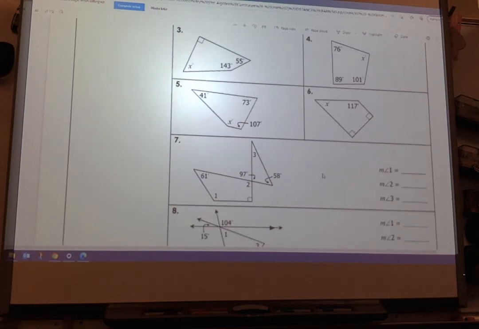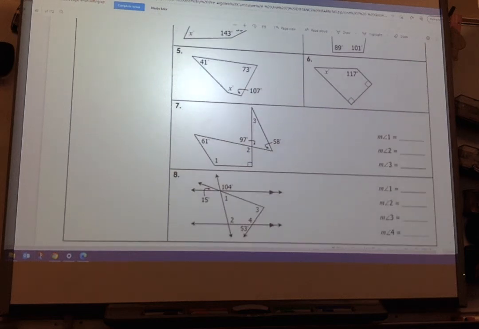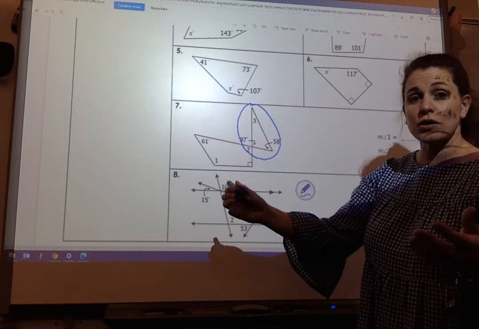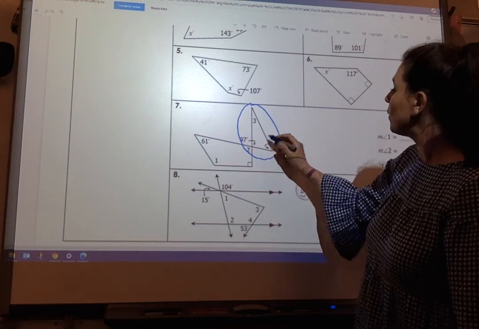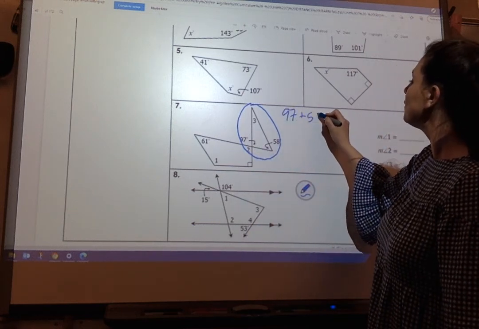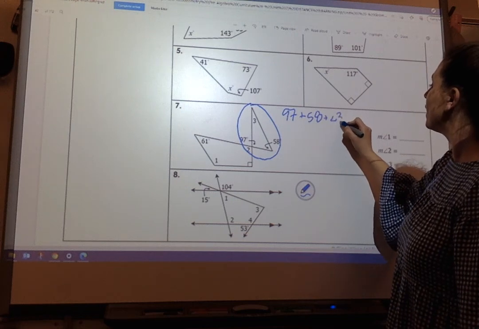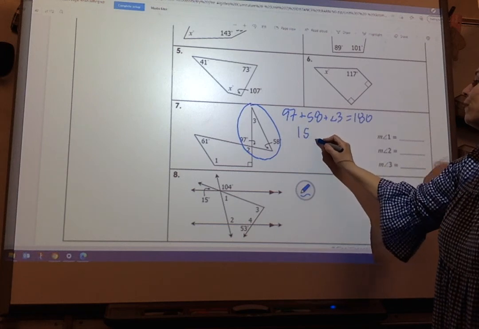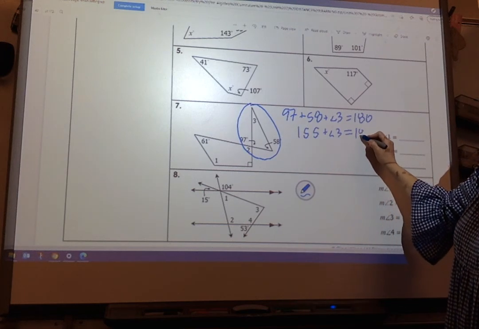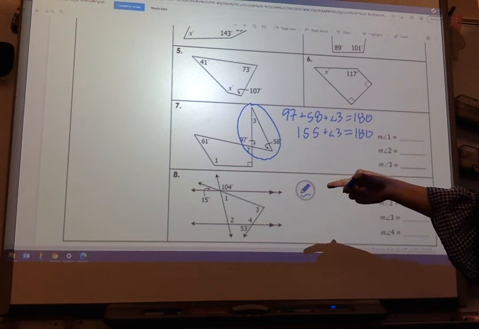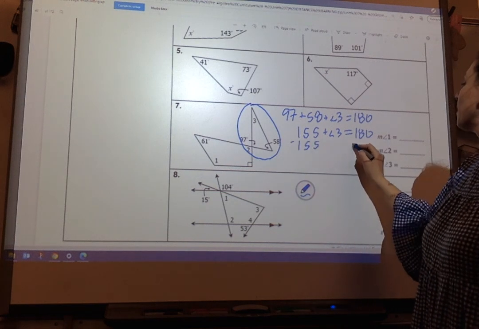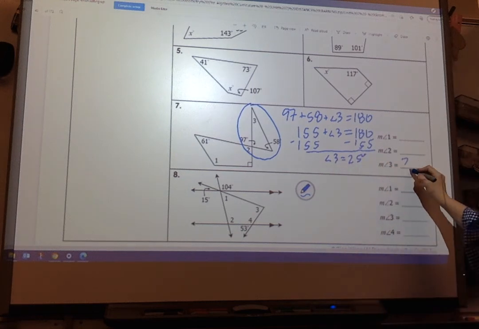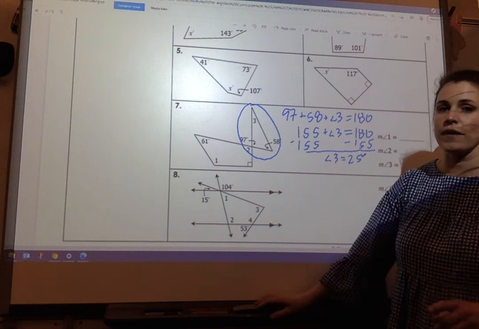So 7 and 8, you just kind of piece them together as you go. So you got to do 2 things here. Here we're dealing with a triangle. How many degrees are in a triangle? 180. So I can say that 97 plus 58 plus angle 3 is all equal to 180 degrees. So when I combine these, I get 155 plus angle 3 equals 180. And when I subtract 155 on both sides, I get that angle 3 is equal to 25 degrees. So angle 3 is 25 degrees.